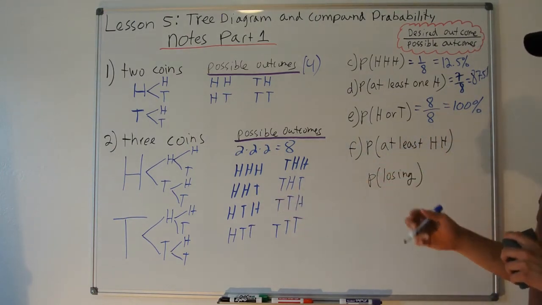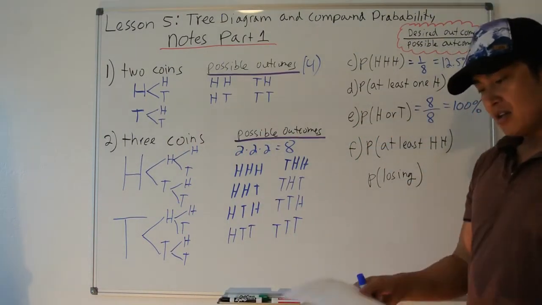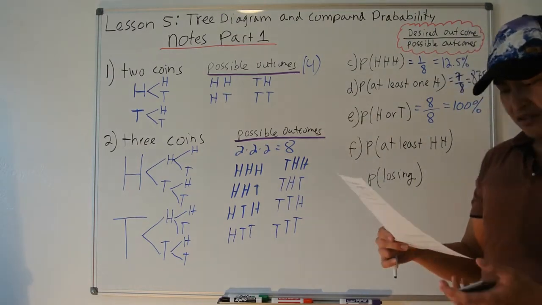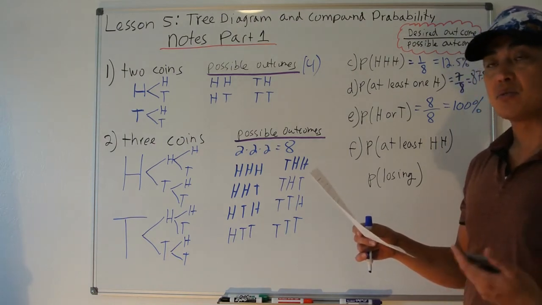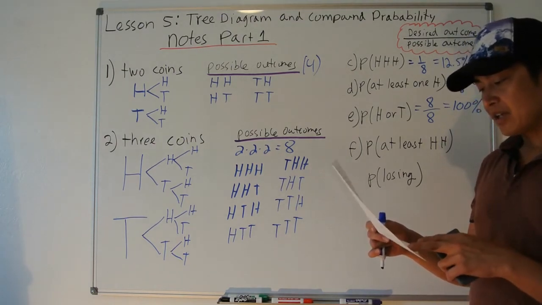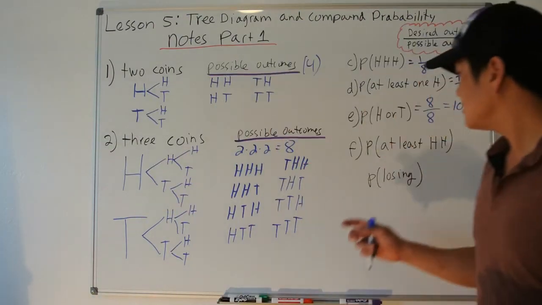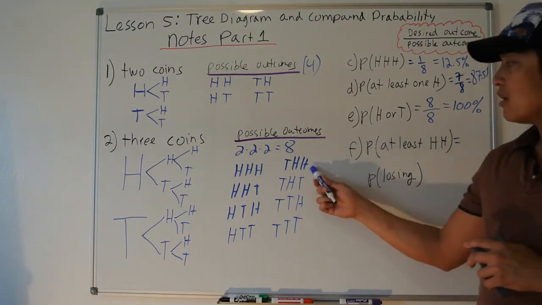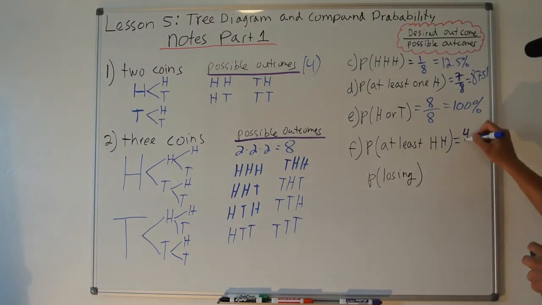Okay? Now for F, it's a longer problem, but I don't have room to write it. So let me read it for you quickly. It says, if you were to play a game where you toss at least heads, heads to win, what is the probability of winning? What's the probability of losing? If this is my chance of winning, at least heads, heads, 1, 2, 3, 4, looks like I have 4 out of 8, which should be 50%.